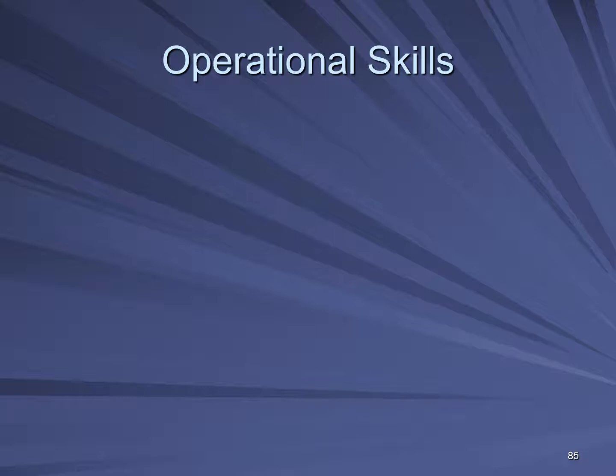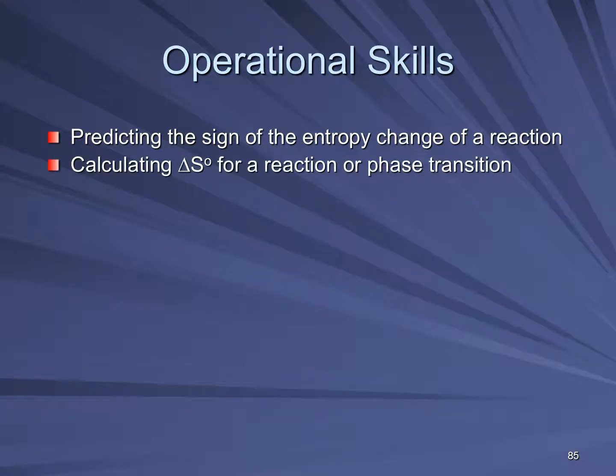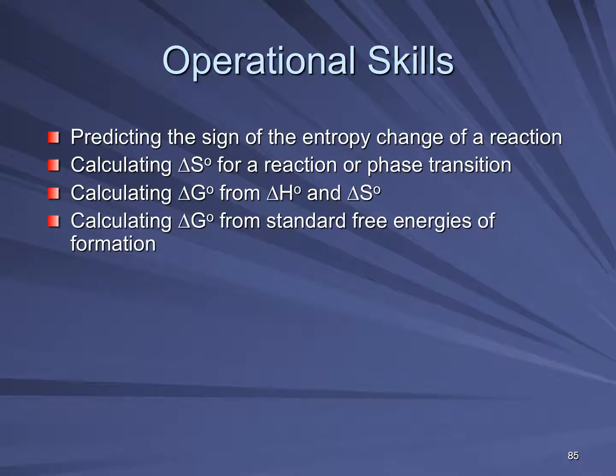So what should you be able to do in this chapter? You should be able to predict the sign of an entropy change by looking at the number of molecules or gas molecules, or if it looks like it's becoming more ordered or less ordered. You should be able to calculate delta S for a reaction or a phase transition by looking up the values either in table 18.1 or the back of the book. You should be able to calculate delta G from delta H and delta S. You should be able to calculate delta G from standard free energies of formation, which would be table 18.2, or again, appendix C. The third column is delta G.